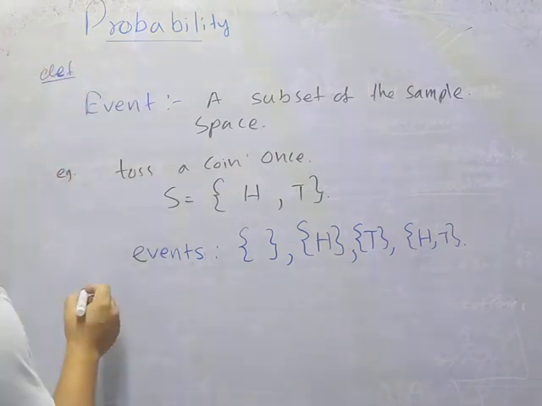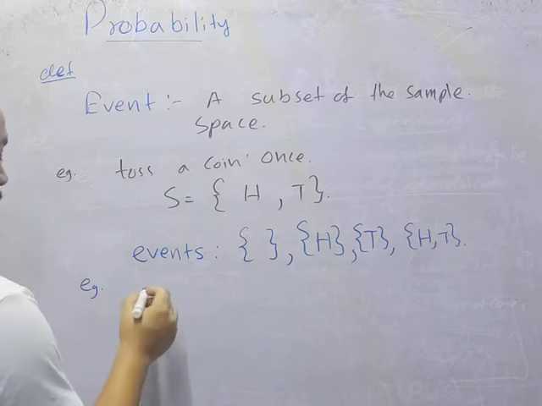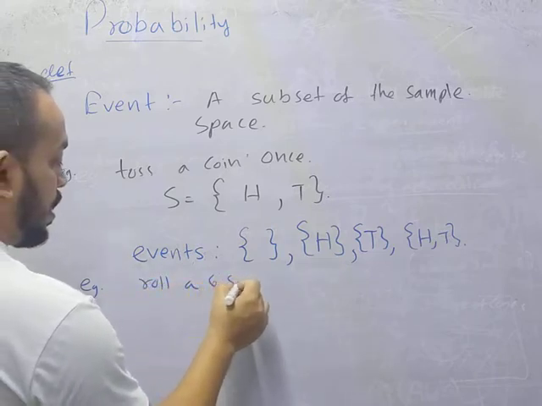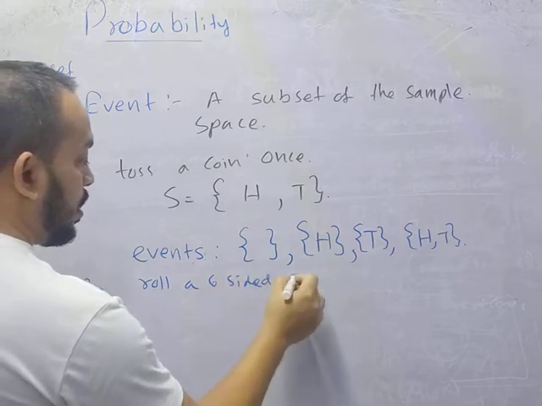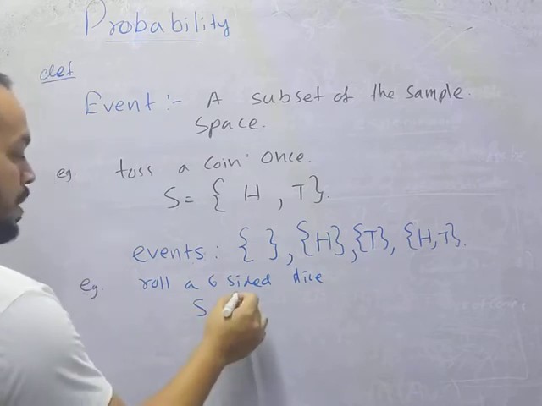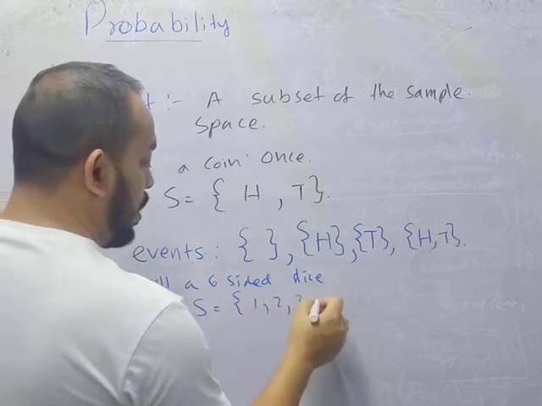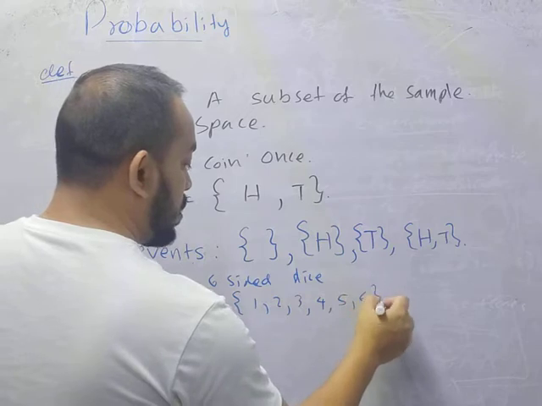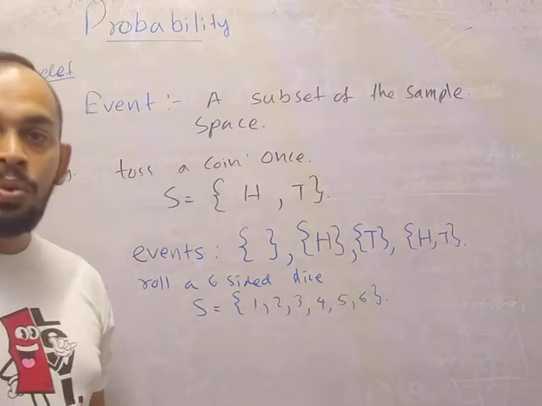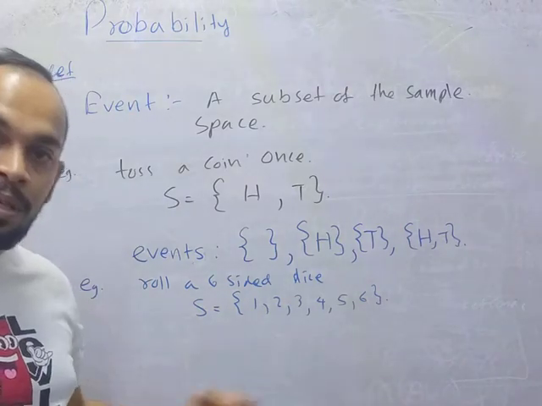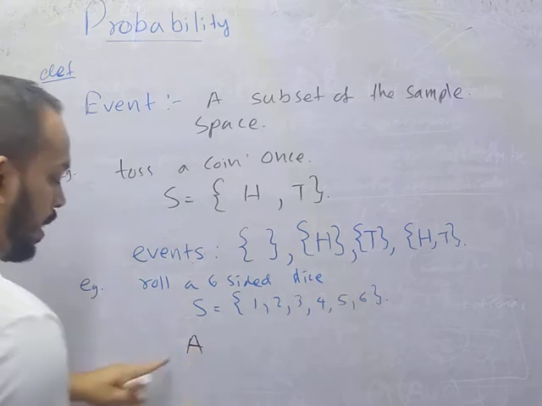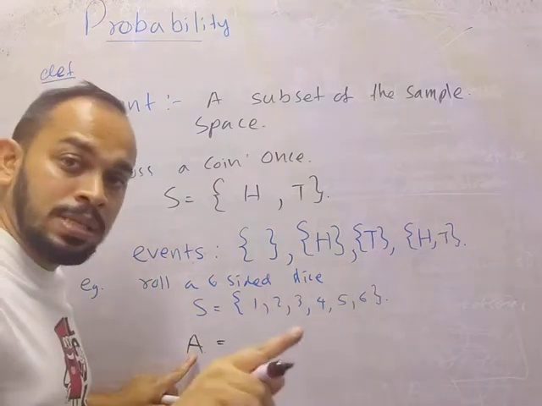Right? Another example would be rolling a 6-sided dice. Then what should be the sample space? In this case, 1, 2, 3, 4, 5, 6. Right. So now based on this, we can come up with subsets. For example, let's say event A. Event is also a set.